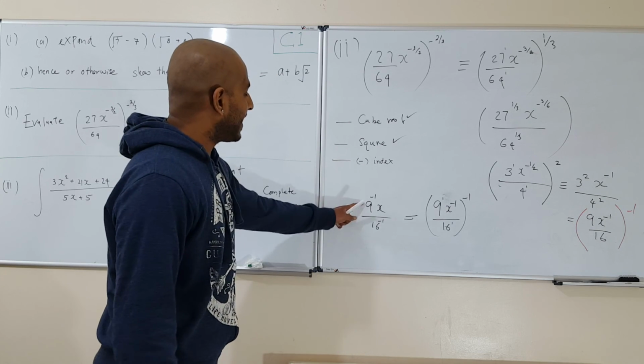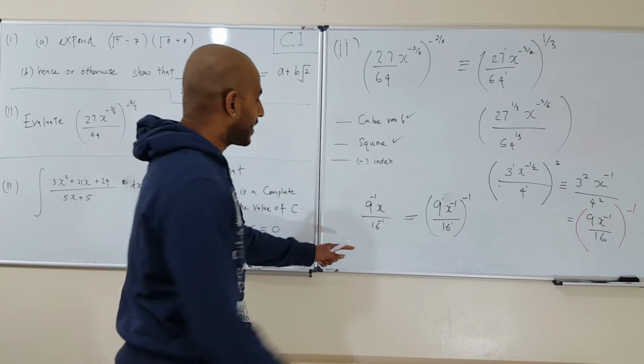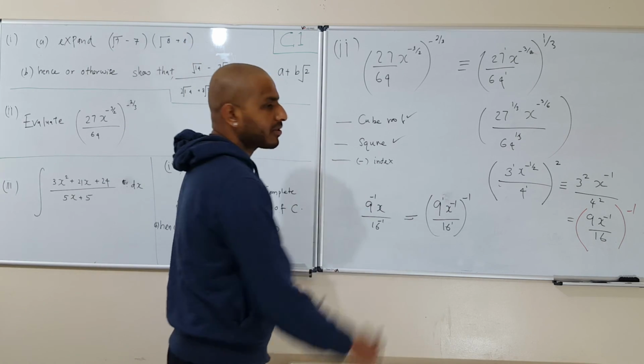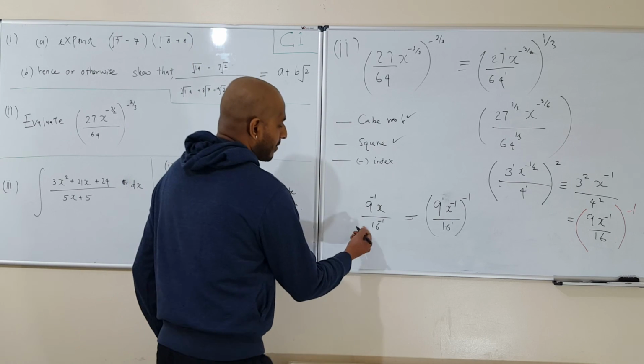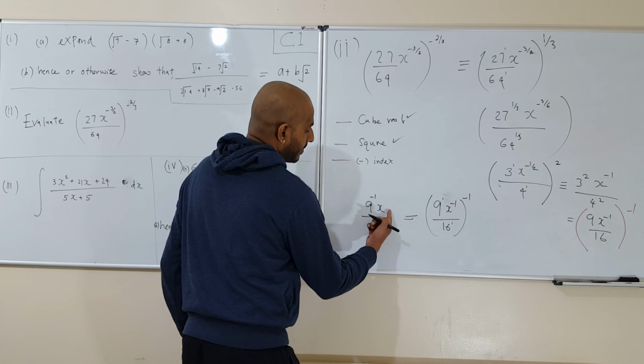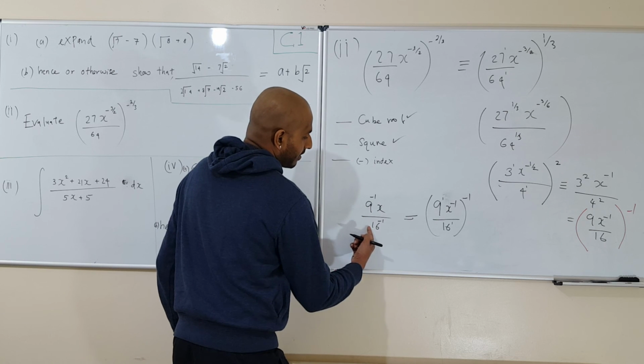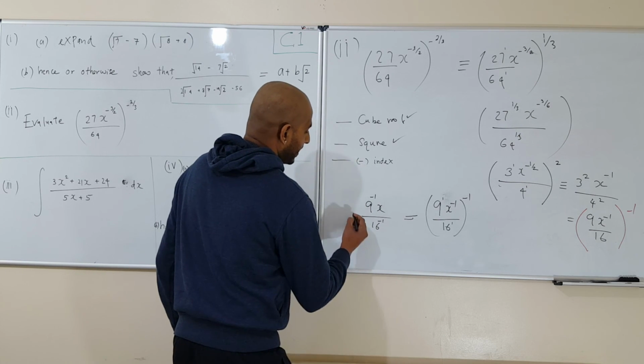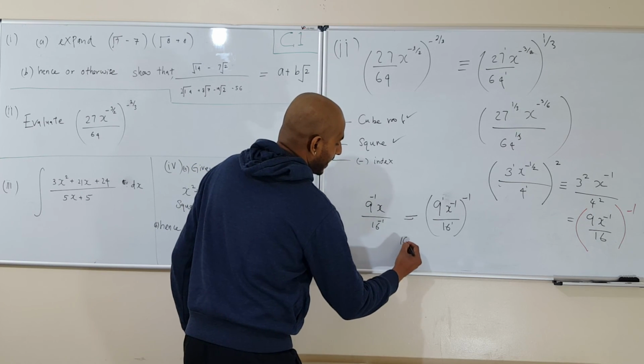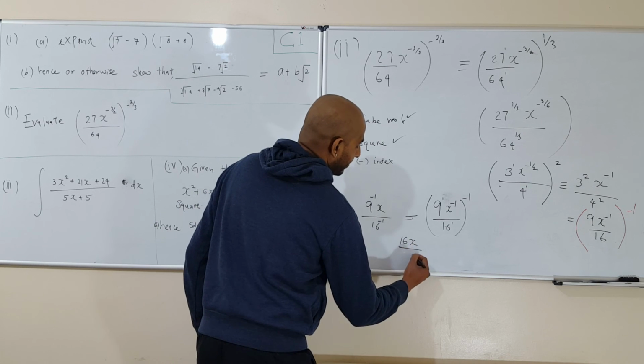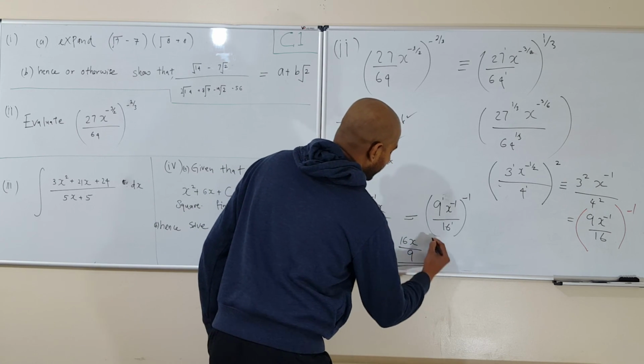Now again, the powers are negative, so they don't look good, isn't it? So we can swap these things to get the positive values. So I'm going to raise this one, we're going to bring it to the top, and I'm going to bring this guy down. Okay, so what I'm going to get here, 16x over 9. That's the answer basically.